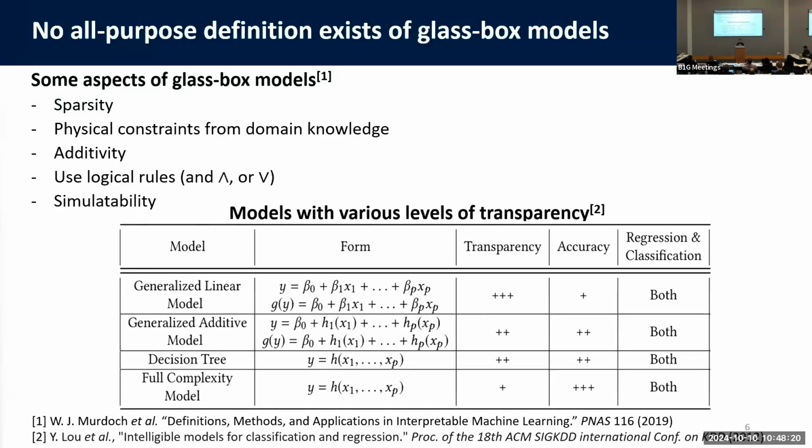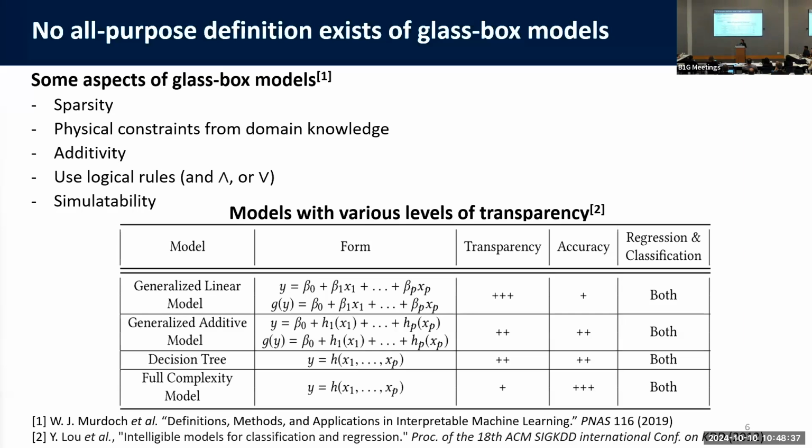People often say there's a transparency-accuracy trade-off. That is true in some cases, but it's not necessarily true if it's the right problem with the right features. Generalized linear models, of course, are really transparent, but often not very accurate. Generalized additive models are a pretty good trade-off. It's a sum of nonlinear functions h, where each function h depends on one feature x_i. And then as you go down, maybe a foundation model or universal MLP might be a full complexity model.